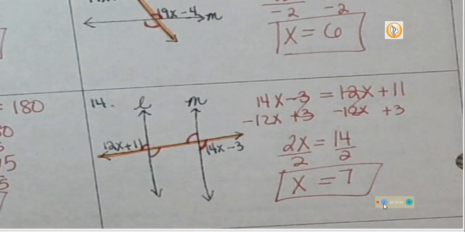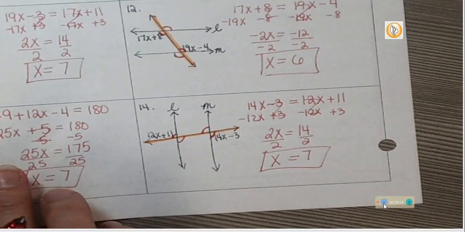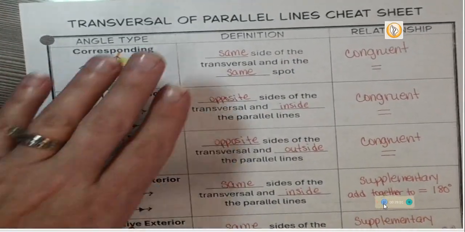So, you have what I have called your cheat sheet. This has everything on it about transversal of parallel lines. Okay?